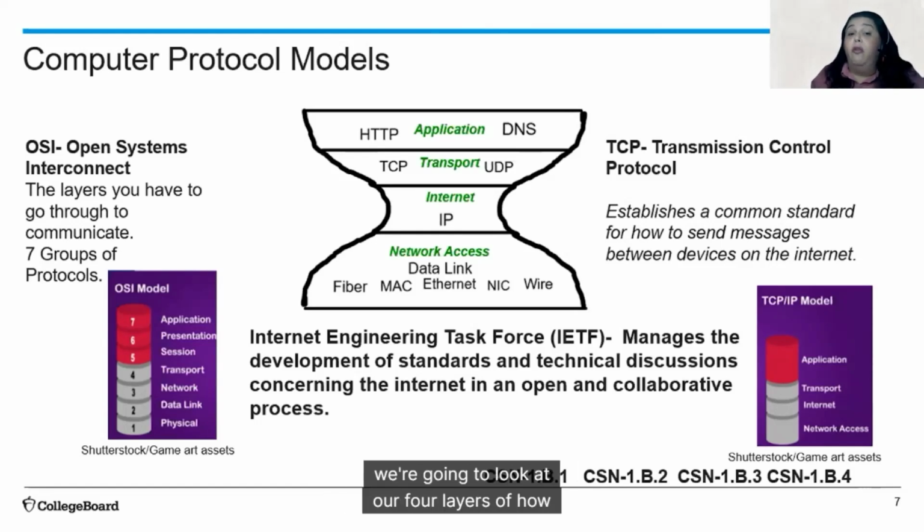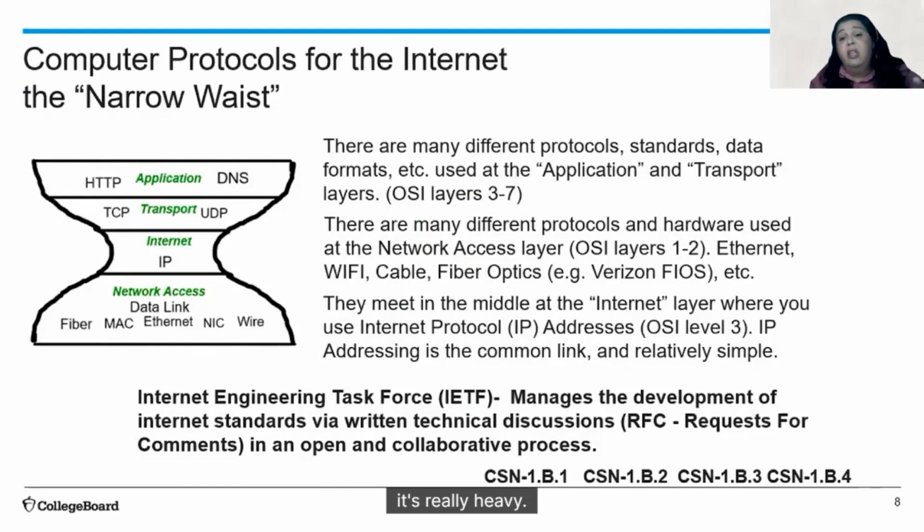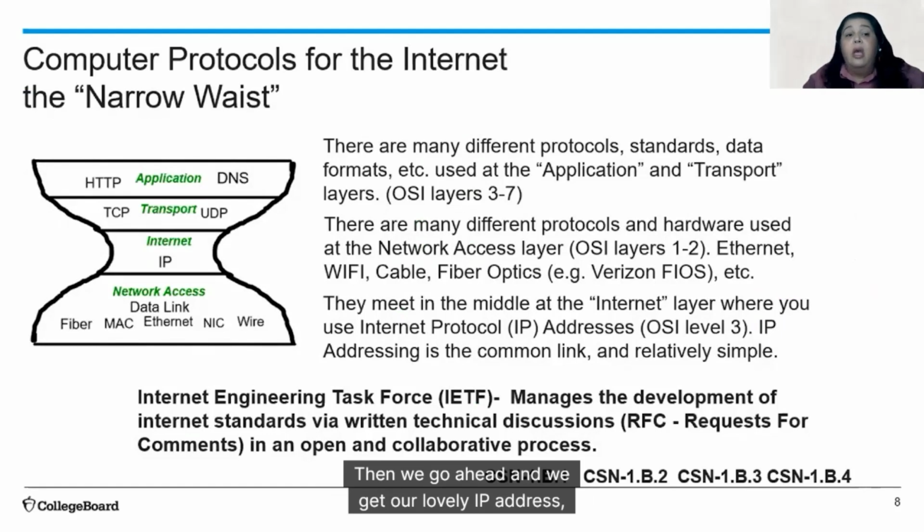We're going to look at our four layers of how this information is transferred from one device to the other. Okay, so here we go. And if you also noticed here on this diagram, I deliberately have it so it gets kind of tiny in the middle. We call this the narrow waist because at the bottom layer, it's really heavy. It's really upfront with a lot of hardware. Then we get our lovely IP address, and then we're going to start using all these applications, which is kind of top heavy too.